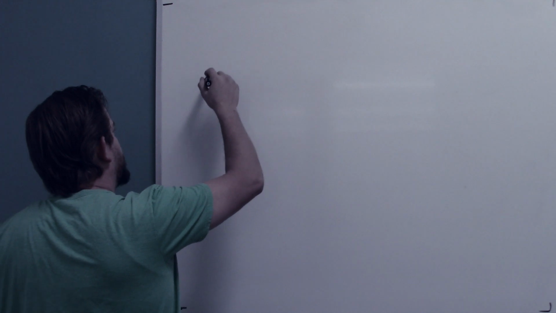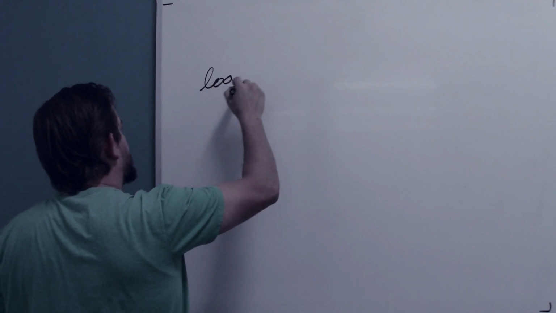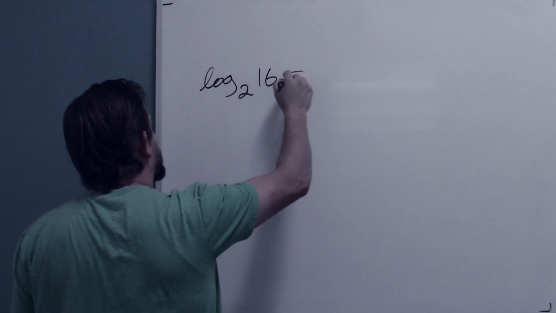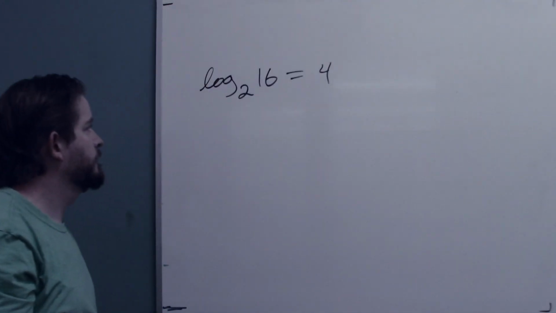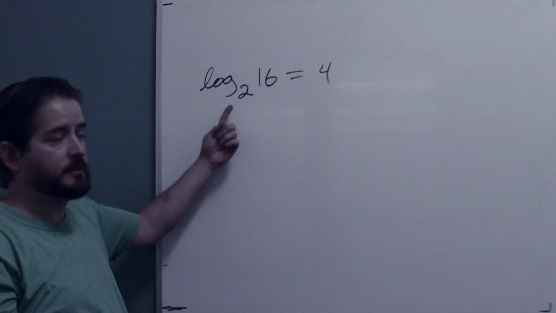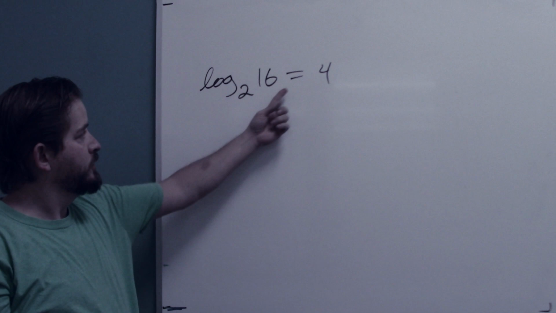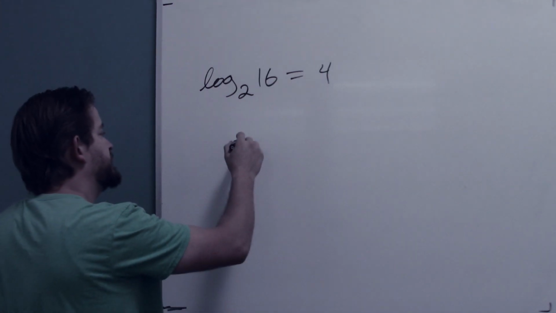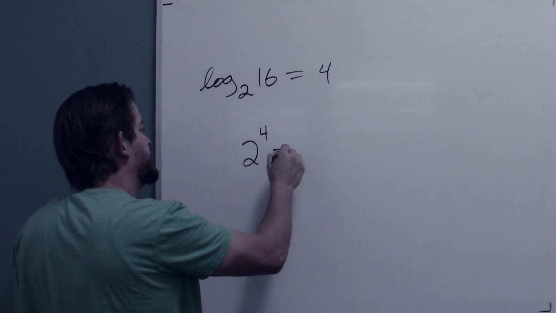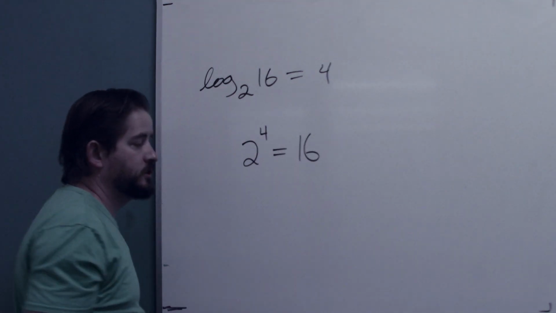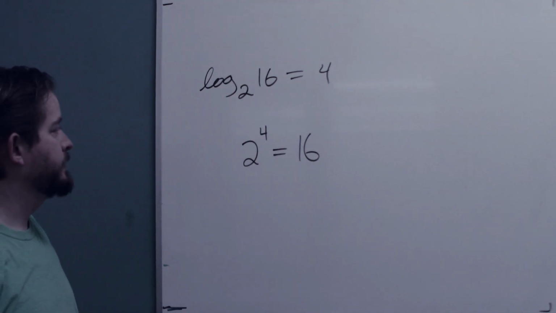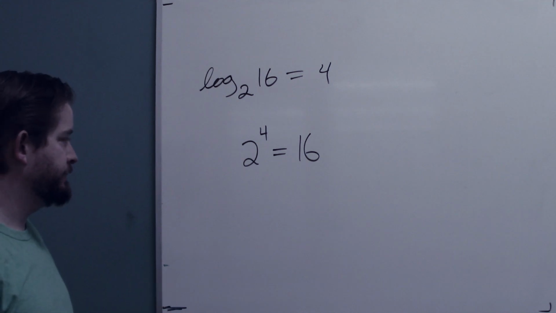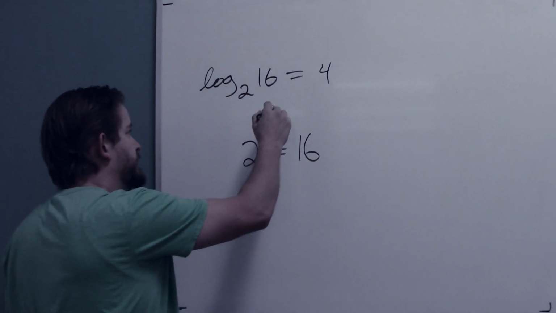If I have, say, log base 2 of 16 is 4, right? To rewrite this as an exponential, again, I would take that base, raise it to the other side, and equal to 16. So that is to say, 2 to the 4th is 16, which is true, right? 2 to the 4th is indeed 16. And these are equivalent.